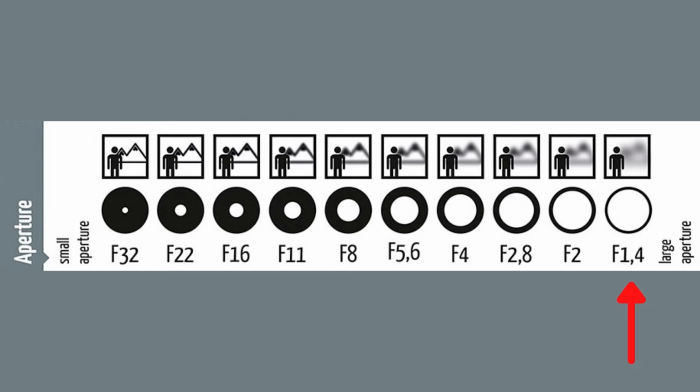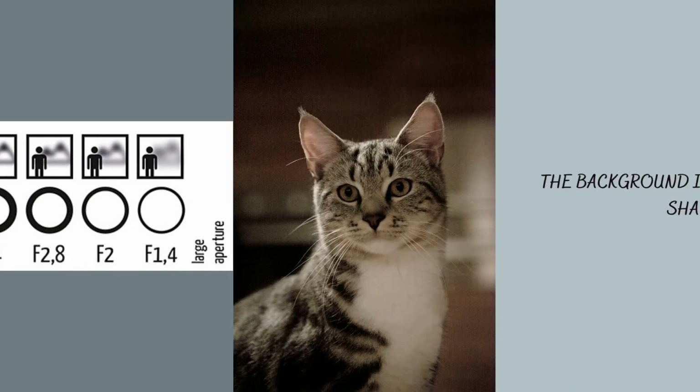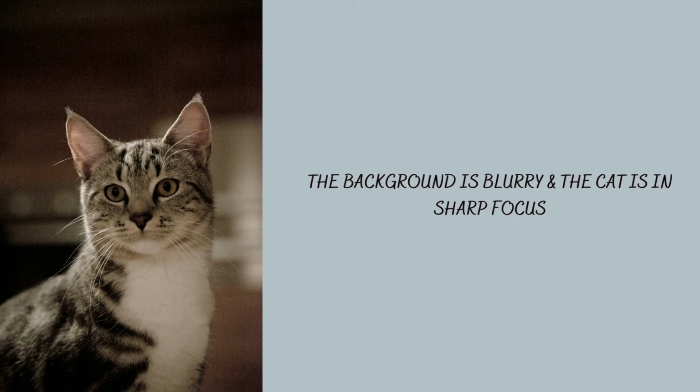sensor. And at the same time, you will be getting a shallow depth of field, that is, the background of the image that you're taking will be blurry, but the subject that is in front of your camera will be in sharp focus. But at f32, the opening on the lens will be very small and a lot less light will be entering the sensor of the camera, and everything in front of the camera will be in sharp focus. Smaller f-stop values are always preferred for taking portraits.